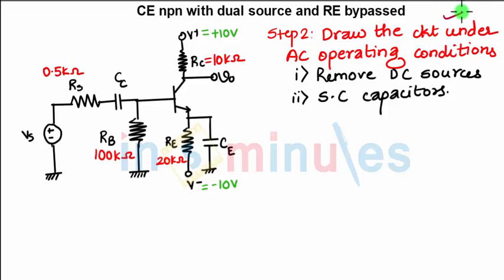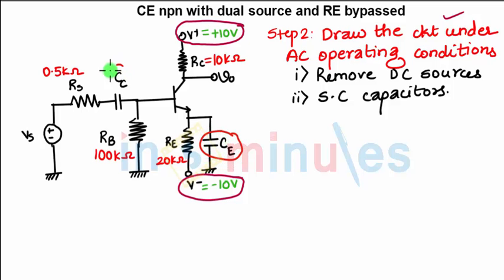Next step, to draw the circuit under AC operating conditions. For that we remove DC sources. How many DC sources do you see in the circuit? This V plus is one of the DC sources, this V minus is one of the DC sources. Then short circuit capacitors. How many capacitors do you see in the circuit? This CE is one of the capacitors, CC is another capacitor. So capacitors will be replaced with short circuit, and you need to ground the voltage sources.